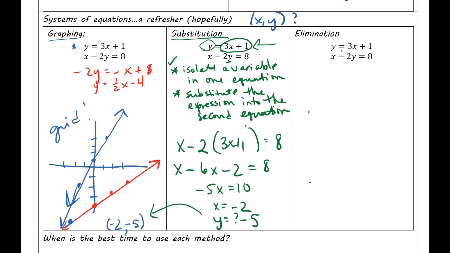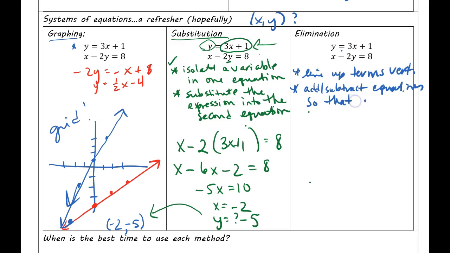Elimination, my favorite. Okay, with elimination, all you have to do is line up the terms vertically. And I'm just going to put vert. I'm going to abbreviate because I'm lazy and I'm running out of room. So line up the terms vertically is step 1. And then you just want to add and subtract the equations, with the goal being add and subtract so that something cancels. You want somebody to cancel.